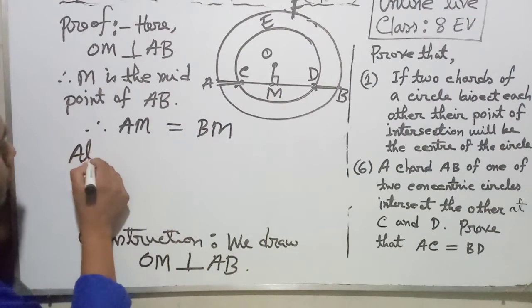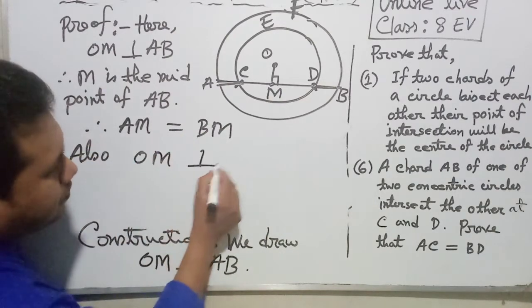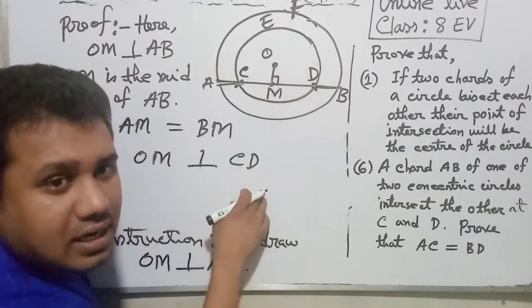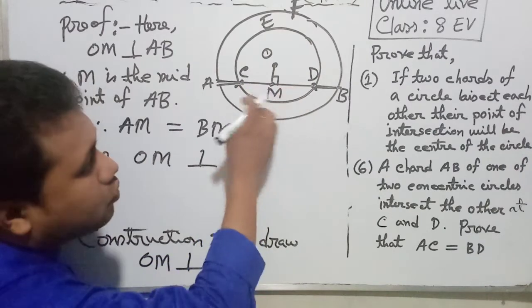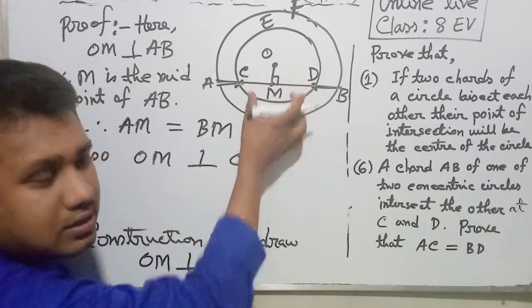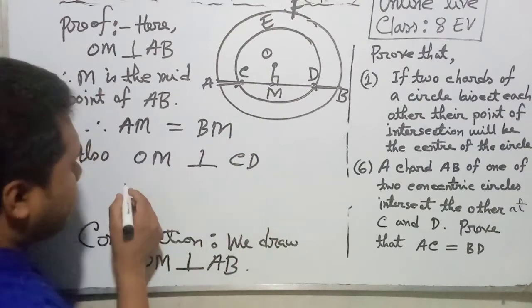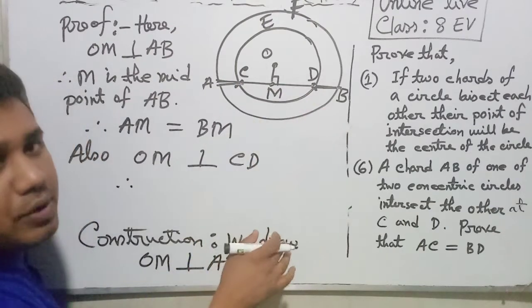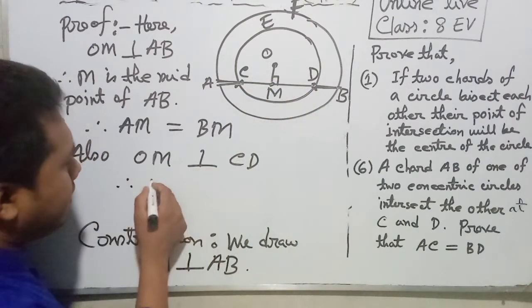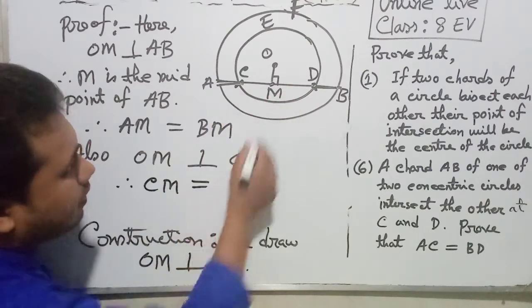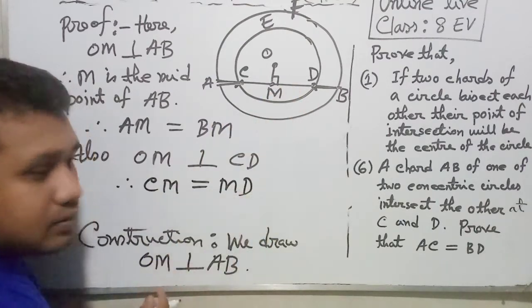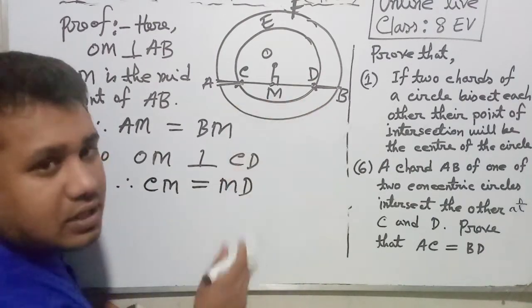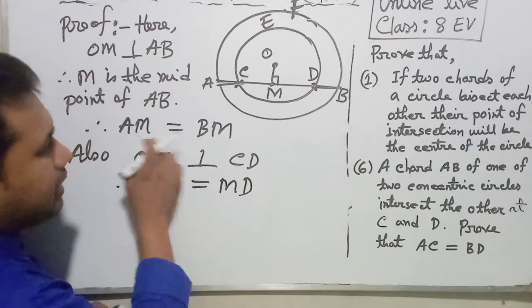Now also, OM is perpendicular to CD, because CD is a chord of the inner circle. So OM is also perpendicular to CD. Therefore M will be the midpoint of CD. Clear? Similarly we can write CM equals MD. Clear, dear students? Because M is also the midpoint of CD, CM will be equal to MD.